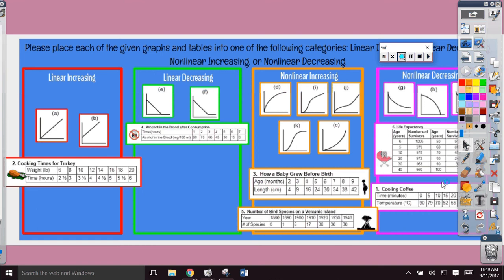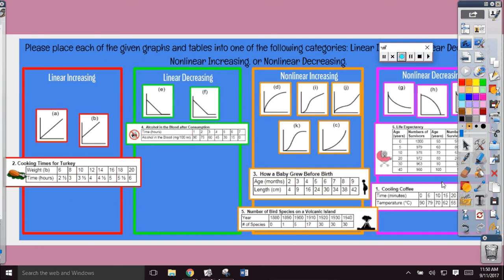Ooh, good point. It does change. It's not one continuous line, so I need to change that one. So change F. F is non-linear decreasing. Good. Thank you. I will fix that. D, I, J, K, and C are all non-linear increasing, right? Does that make sense? Any questions about those? About the non-linear increasing graph?